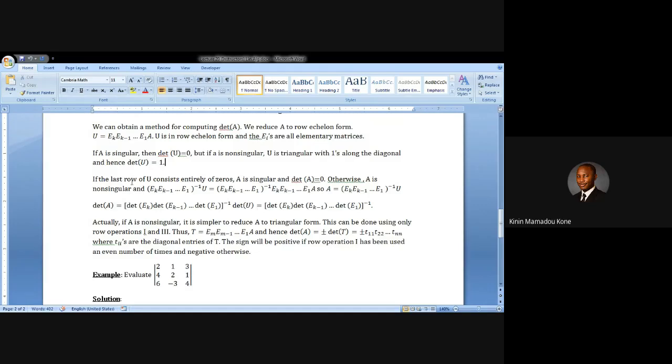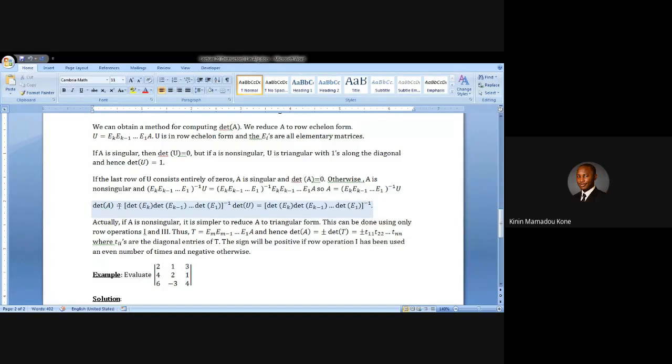If the last row of U consists entirely of zeros, A is singular and the determinant of A equals 0. Otherwise, A is non-singular. And if you try to find the inverse of A, you'll obtain that A equals the product of the inverse of the elementary matrices multiplied by the upper triangular matrix. So with that being said, we can find the determinant of A.